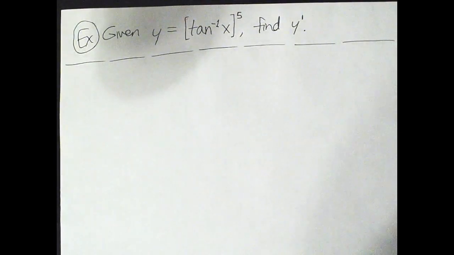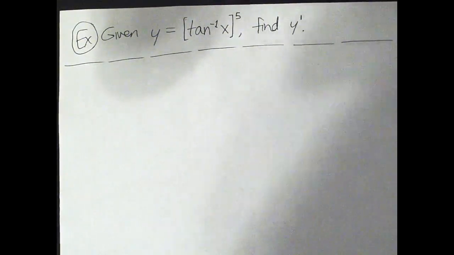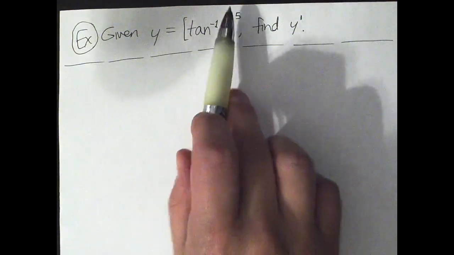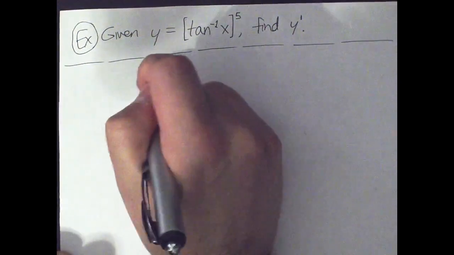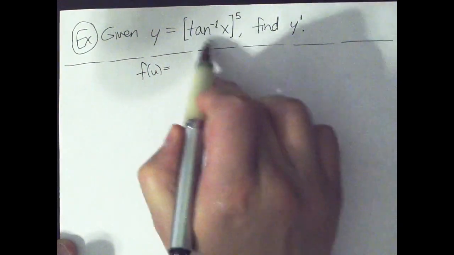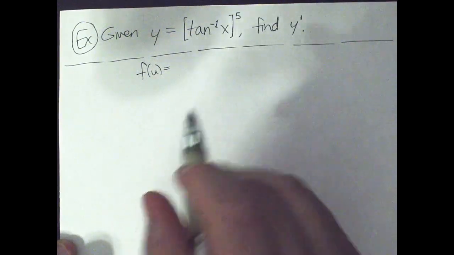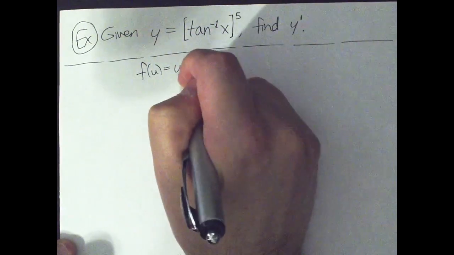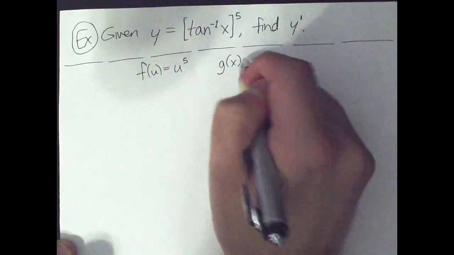All right, it's inverse tangent of x, but it's being raised to the fifth. So I feel like the brackets and the raising to the fifth suggest to me that the chain rule is happening here, because it's a function on the inside of the brackets, and raising to the fifth would be the outer function. So let's set it up this way.